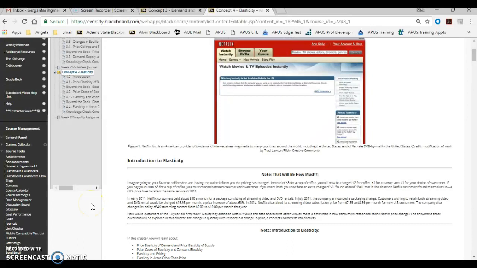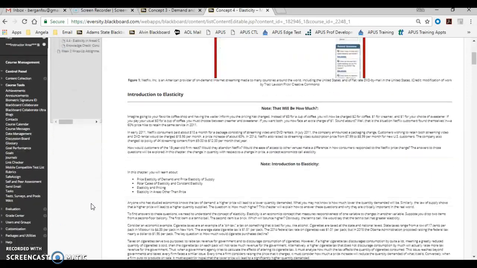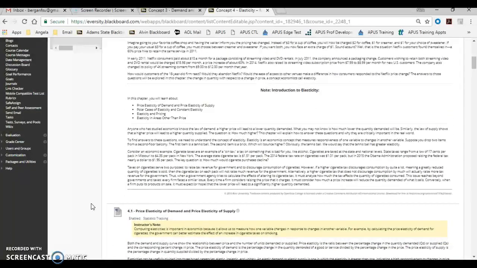Elasticity is looking at how sensitive consumers are to price changes. There's two types of price elastic goods, an elastic good and an inelastic good. An inelastic good is a good that when there's a price change, there's a very small change in demand. And an elastic good is when there's a price change, there's a large change in demand.